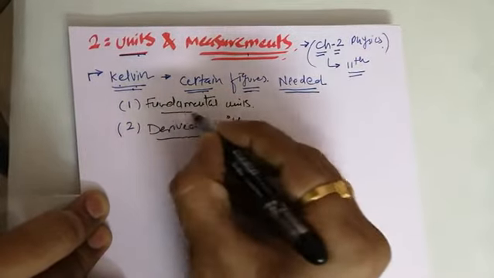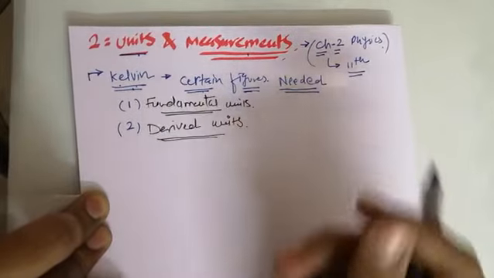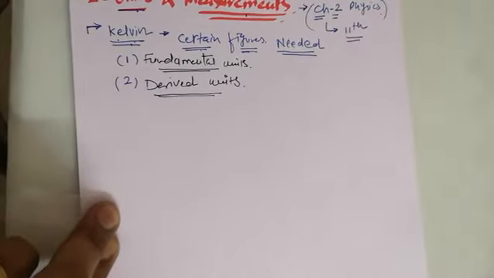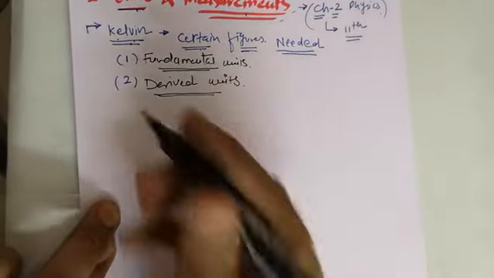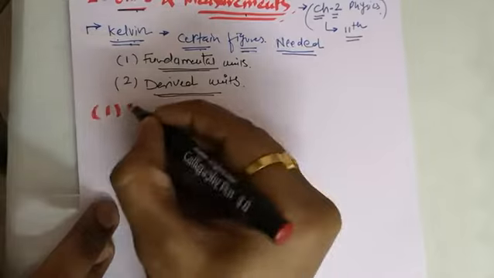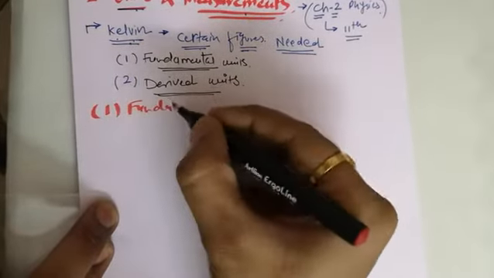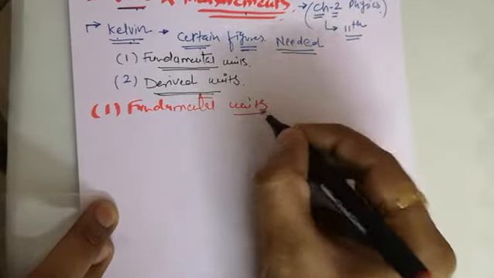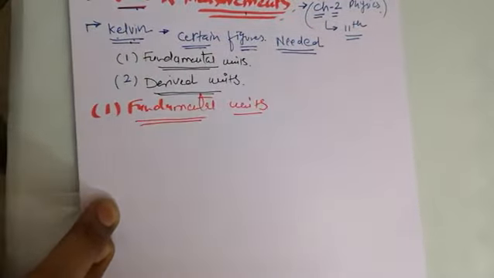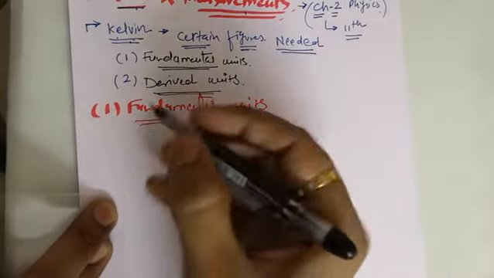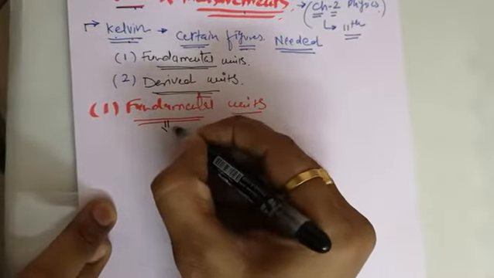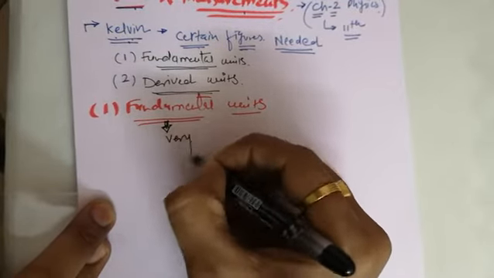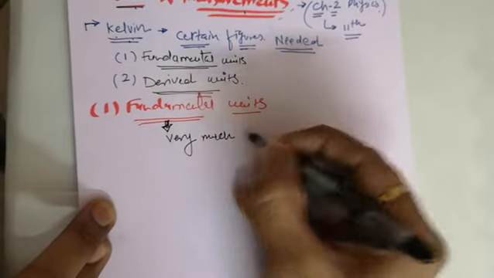Why have we bifurcated these two things, fundamental and derived units? We will go into the depth of it. First of all, we will discuss fundamental units. Why are we calling them fundamental? Because without them we cannot express anything. You can say they are very much needed.